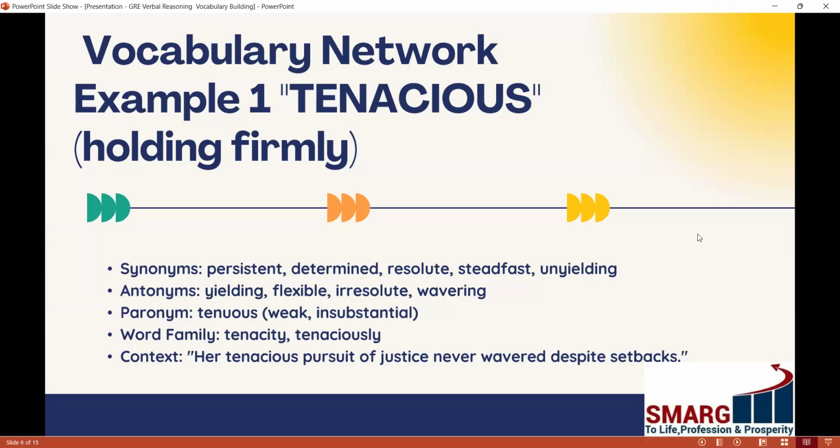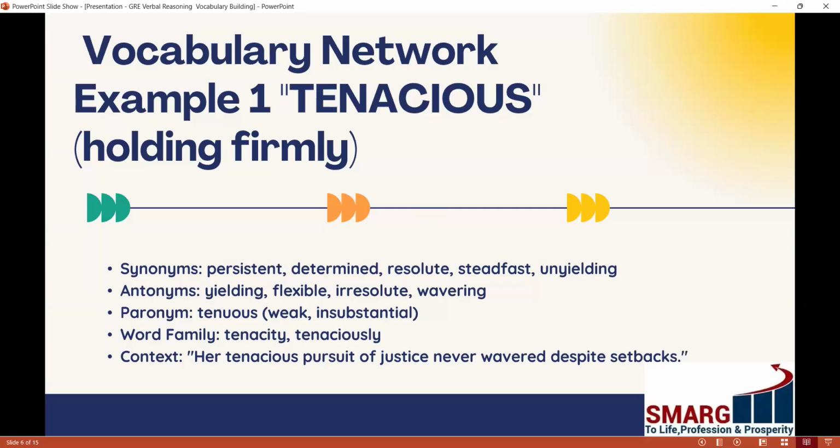Kanan, can you read out the synonyms? Synonyms: persistent, determined, resolute, steadfast, and unyielding. Great. Then antonyms as well, please. Yielding, flexible, irresolute, wavering. Right. So typically when we are practicing vocabulary, we limit ourselves to this. Synonyms done, antonyms done, we are done. It's a wrap. But then this is what we can do.